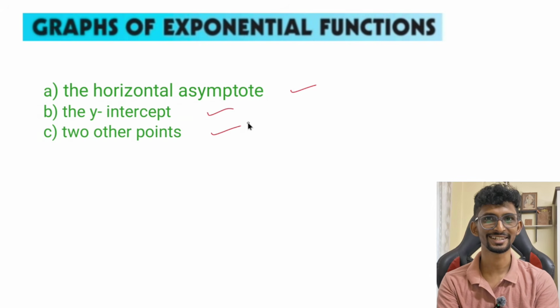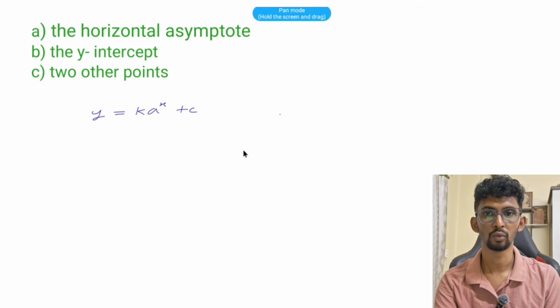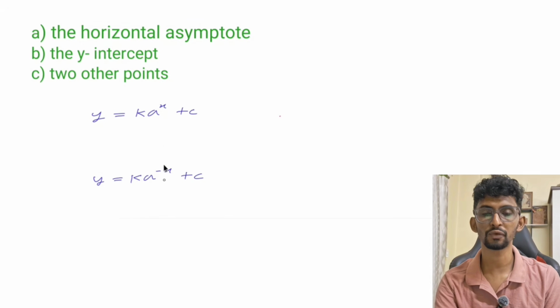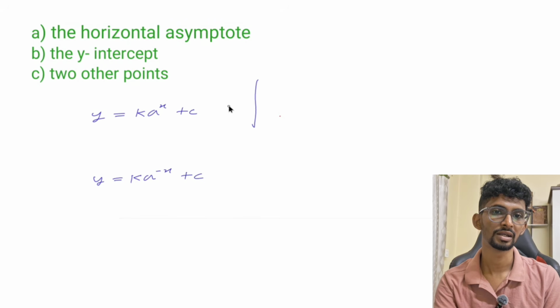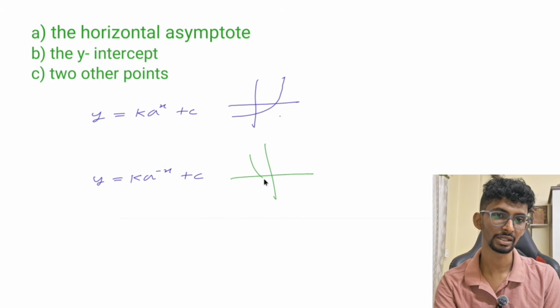So let's start. An exponential function can be written as either y equals k times a raised to the power x plus c, or y equals k times a raised to the power minus x plus c. What is the difference? In the first case, the power is positive x. In the second case, the power is negative x. So in the first case, it will be a growth, something like this. And in the second case, it will be a decay, something like this.